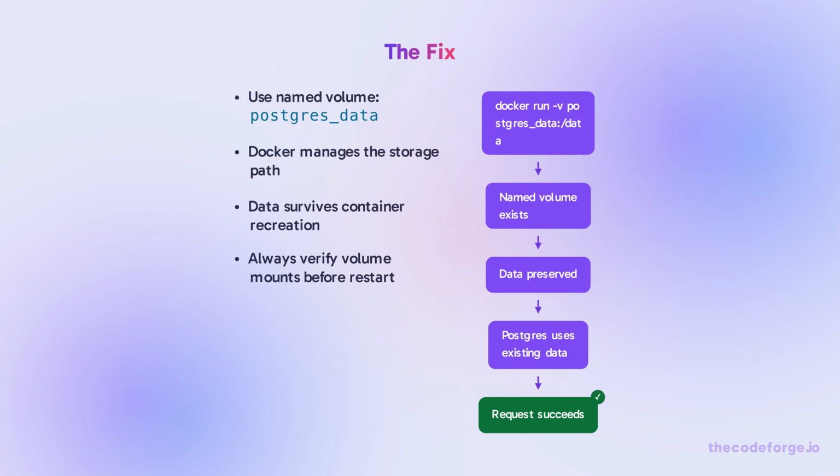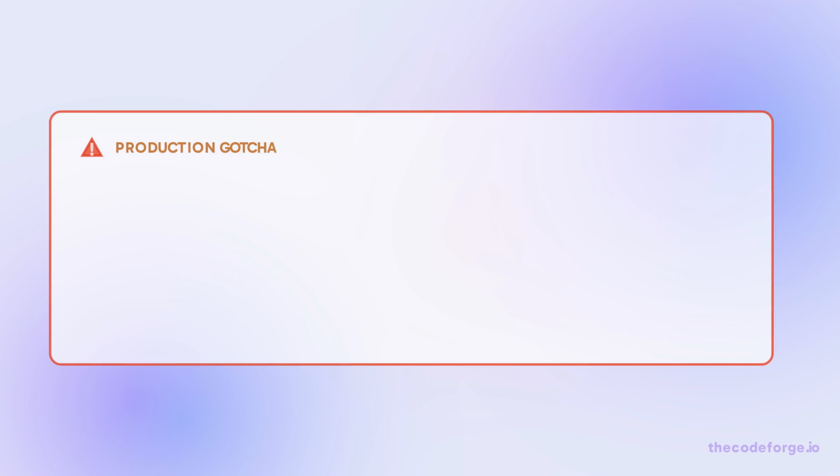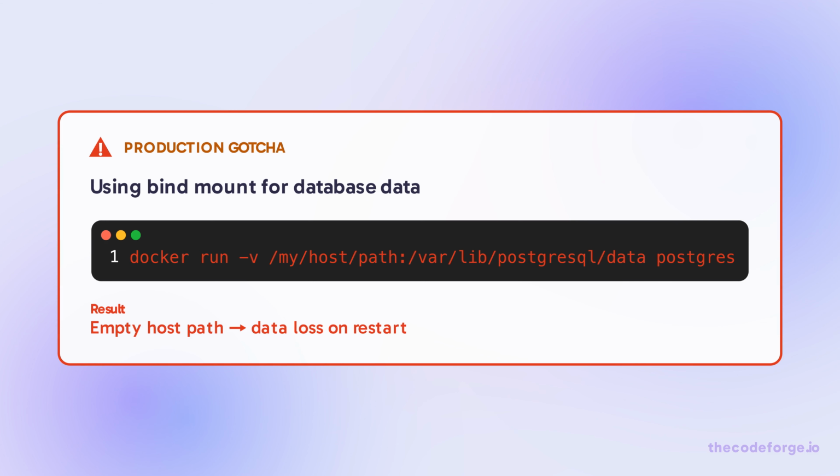The fix is simple. Always use named volumes for production databases. Instead of -v /host/path/data, use -v postgres-data:/data. Docker manages the storage path, and the volume persists across container deletions. Before restarting containers, verify volume mounts with docker volume inspect. This is the exact mistake from the incident.